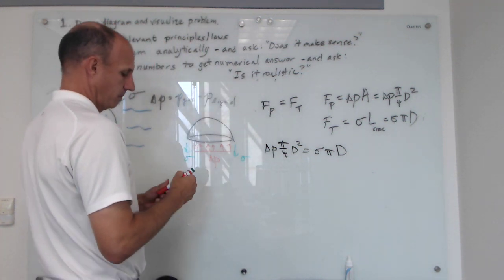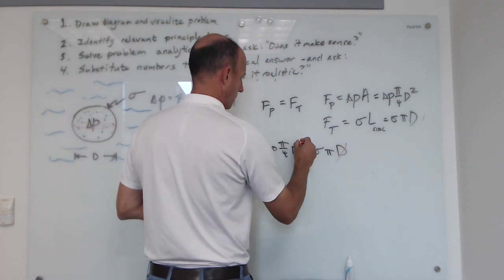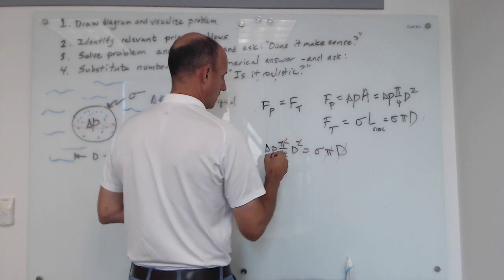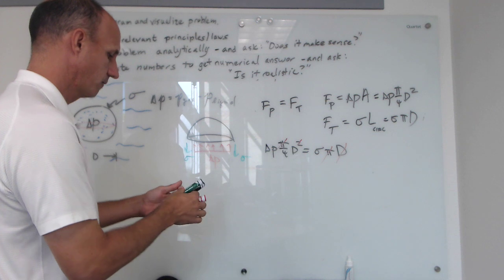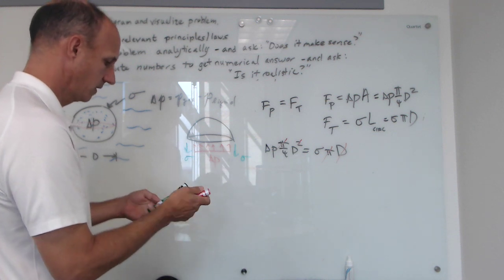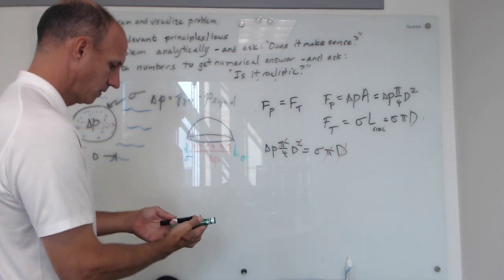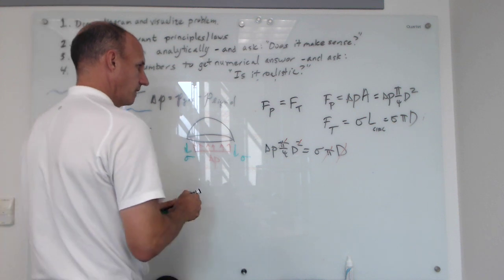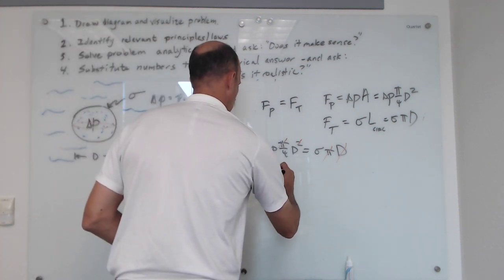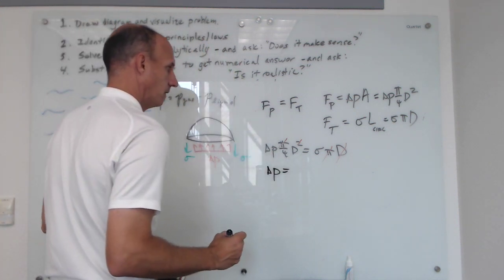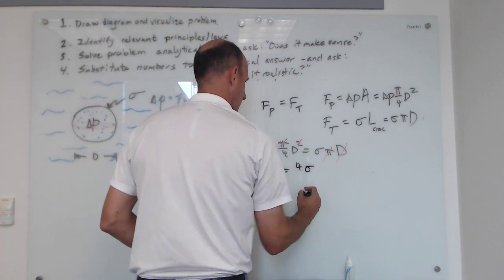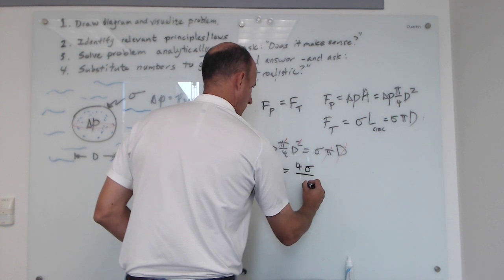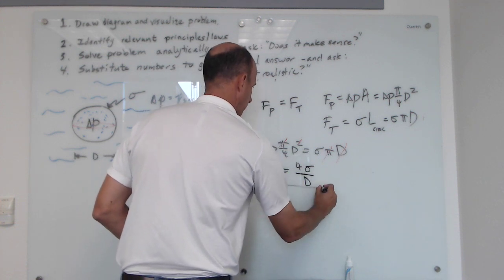Okay, and now I can simplify. One of the d's goes away, the pi goes away, and I can rewrite this as an equation for the pressure or an equation for the surface tension. Let's go with pressure. So I'll write this as delta P is just equal to 4 times sigma over the diameter.